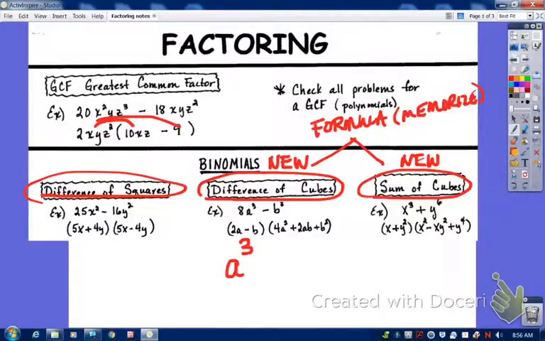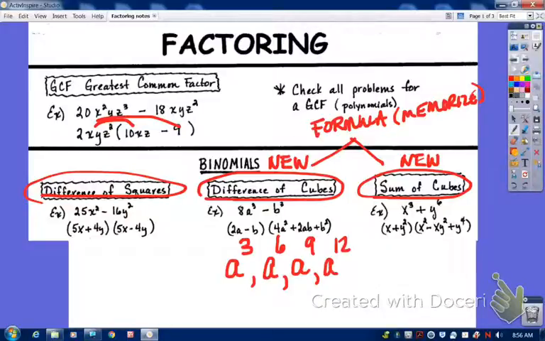So I'm going to write down some variables that are perfect cubes. A to the third is a perfect cube because 3 is divisible by 3. A to the sixth is a perfect cube because 6 is divisible by 3. You have to think totally different when you're looking at your variables. So what's the next perfect cube? A to the ninth is a perfect cube because 9 is divisible by 3. A to the 12th is a perfect cube because 12 is divisible by 3.